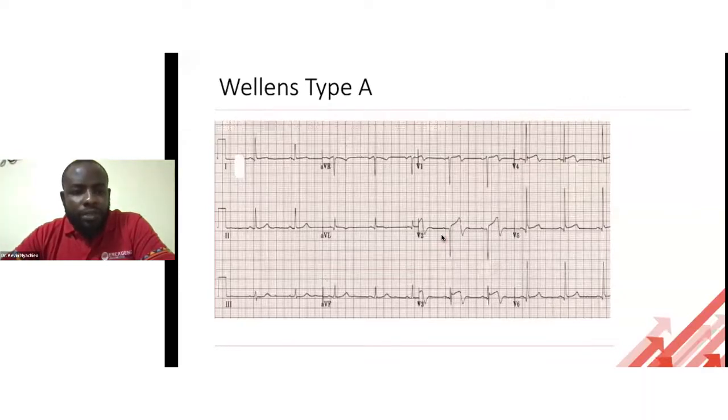Patient doesn't have to come in with chest pain. They might be completely asymptomatic, but when you see this, what we call biphasic T waves, escalate as soon as you can. If you're not sure, always a good idea: call your cardiologist, consult your senior, have the patient taken care of properly. So this is Wellens type A, biphasic T waves.